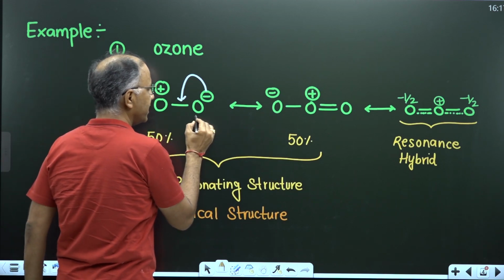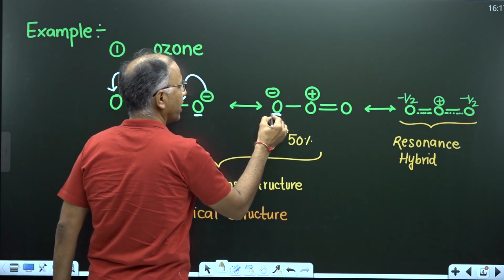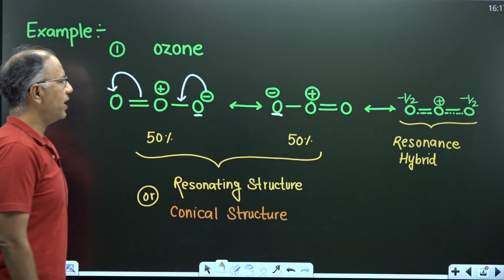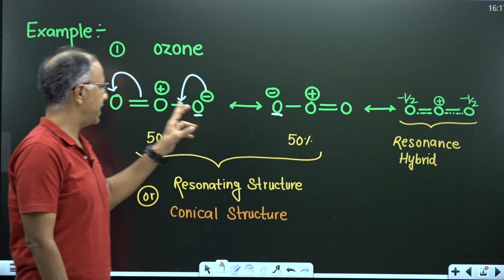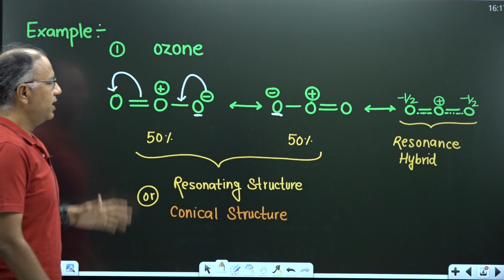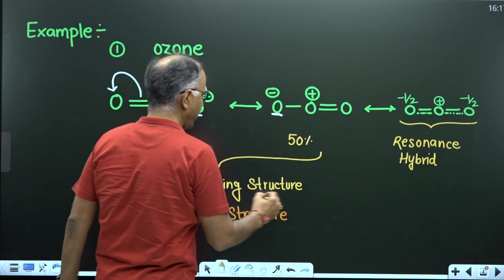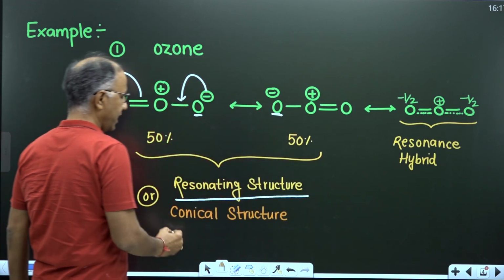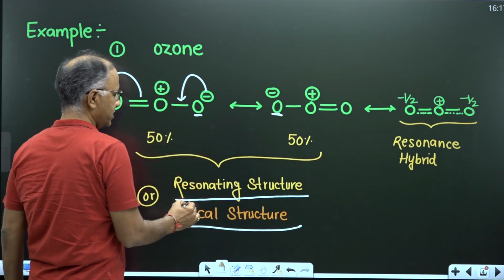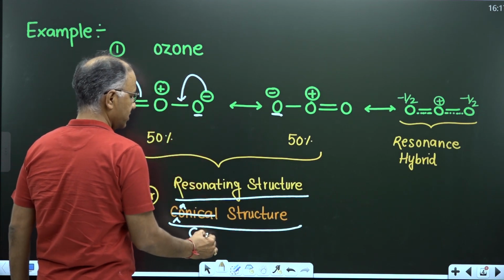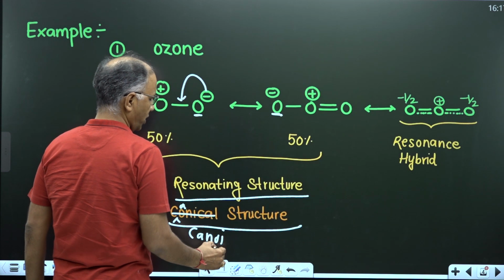So, we can say that this negative charge is delocalized. Why delocalized? Because this negative charge is carried by this oxygen as well as this oxygen. Got it? Now, these two are known as resonating structures, and they are sometimes also known as canonical structures.